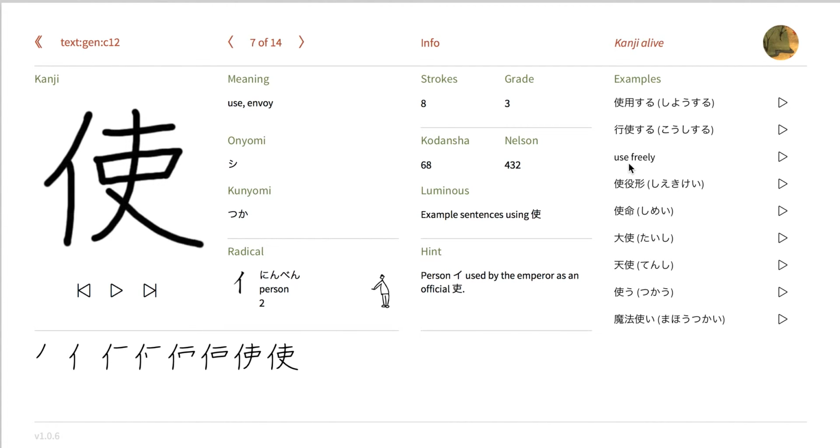For our examples, of course, we have the verb tsukau, to use. We also have taishi, which is an ambassador, right? A big or important envoy. We have shiyo suru, which means to use, to make use of. Tenshi is an angel, right? The envoy of heaven. Maho tsukai, maho is magic. A maho tsukai is a wizard.